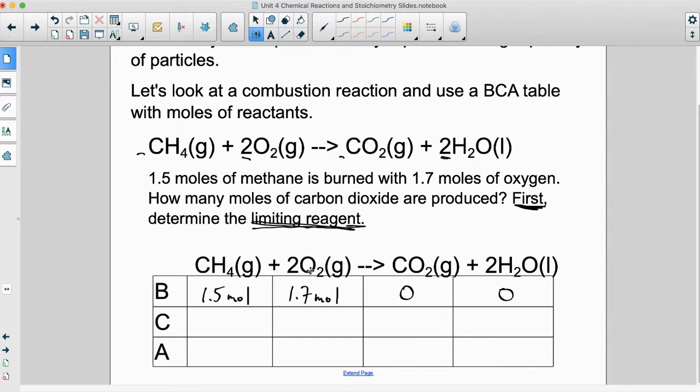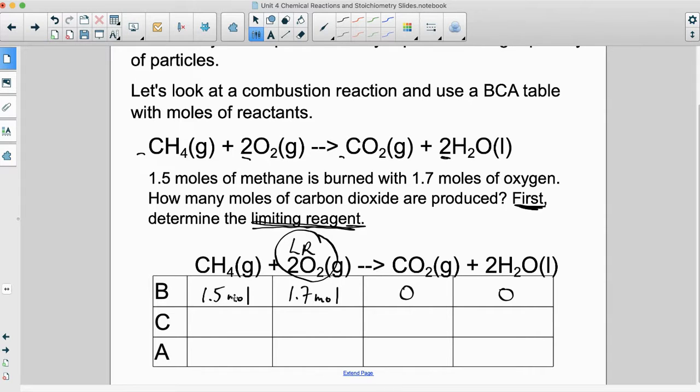I need twice as much oxygen. If I take 2 times 1.5, I get 3 moles of oxygen. Well, I don't have 3 moles of oxygen. Okay, so that's how I know that this is my limiting reactant.